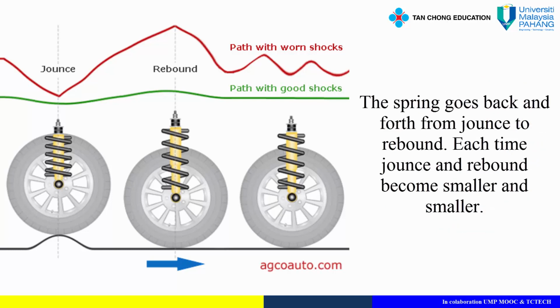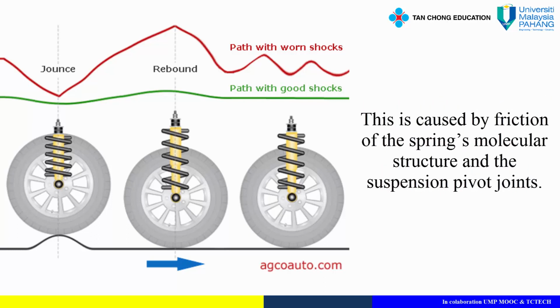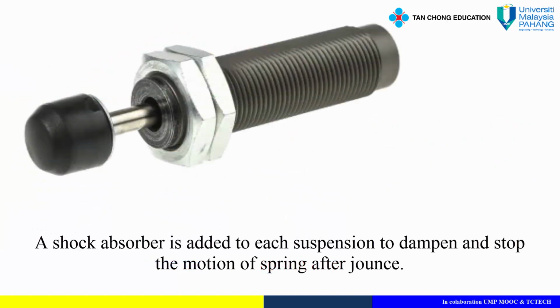The spring goes back and forth from jounce to rebound. Each time, jounce and rebound become smaller and smaller. This is caused by friction of the spring's molecular structure and the suspension pivot joints. A shock absorber is added to each suspension to dampen and stop the motion of the spring after jounce.